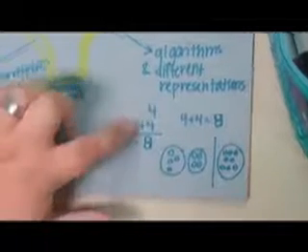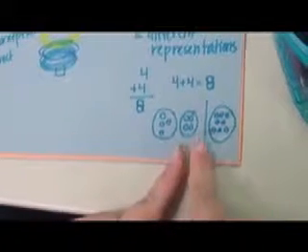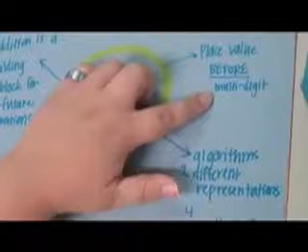So if we have 4 plus 4 equals 8 vertically, 4 plus 4 equals 8 in the horizontal form, and a set of 4 and a set of 4 that is the same as a set of 8. The teacher also needs to know that the students need to have a strong hold on place value before they can understand how to do multi-digit problems.